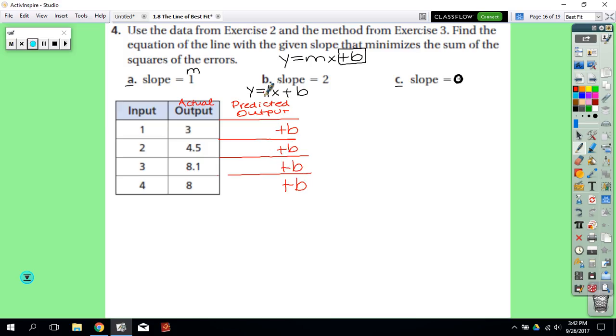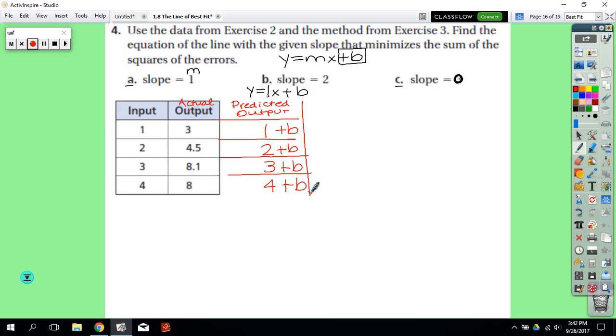And all we're doing is we're taking this input and putting it in for x. So 1 times 1 is 1, so this is 1 plus b. 1 times 2 is 2, so this is 2 plus b. 1 times 3 is 3, so this is 3 plus b. 1 times 4 is 4, so this is 4 plus b.